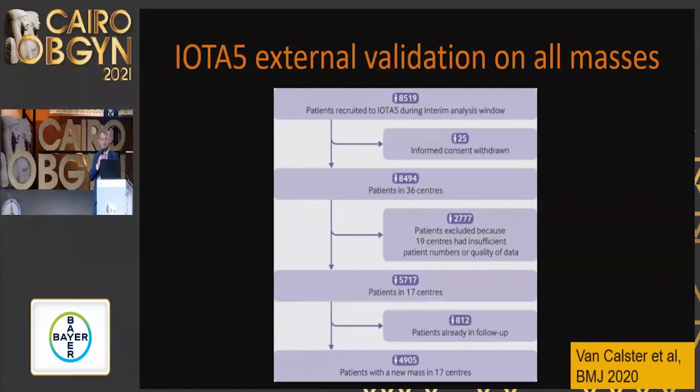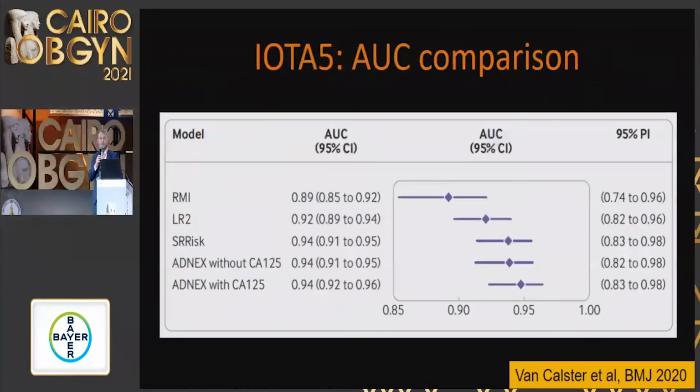And on this database of almost 5,000 patients, we looked at the AUC of the different models. And you could see that the ADNEX model with or without CA125, as I said, there is not a big difference in distinguishing benign from malignant. It has a very good AUC of above 0.94. That is better compared to the risk of malignancy, which you can see on the top.